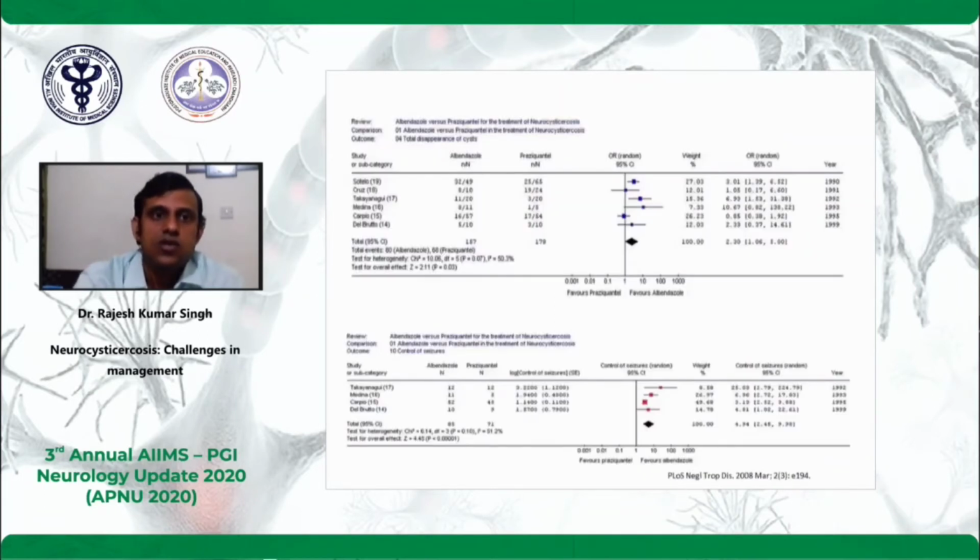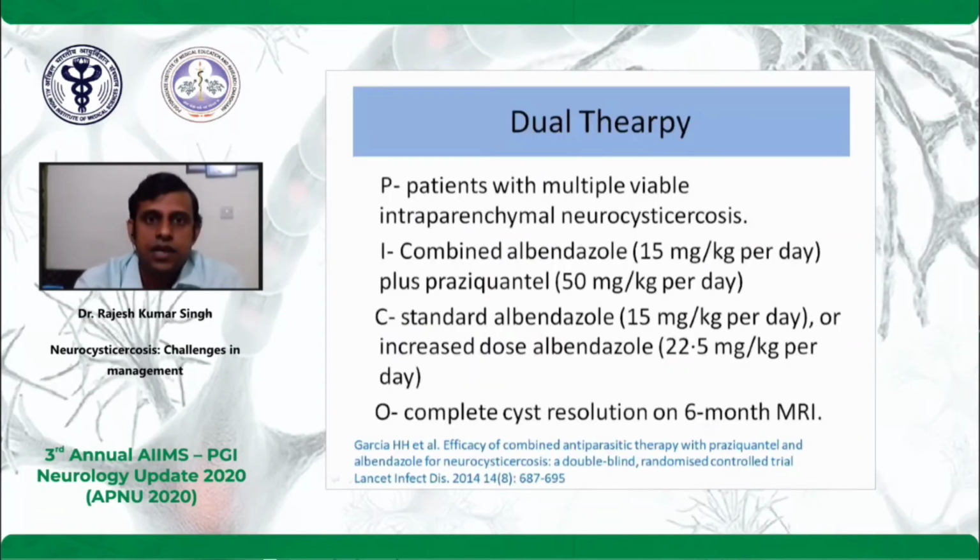So again, for albendazole versus praziquantel, the outcome was total disappearance of cysts, and it favors albendazole. We can see the confidence interval again, and the odds ratio is 2, and the confidence interval is not crossing 1, so it is statistically significant. So for disappearance of cysts, albendazole is found to be more effective than praziquantel. Also, for the control of seizures, it also favors albendazole as compared to praziquantel.